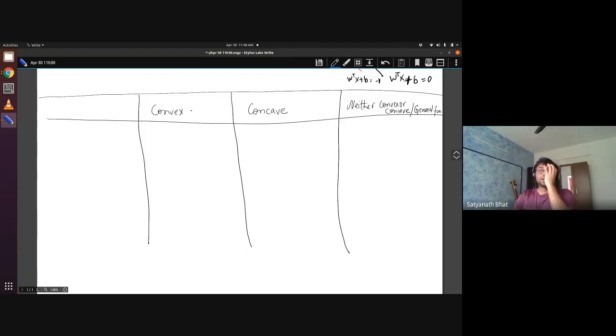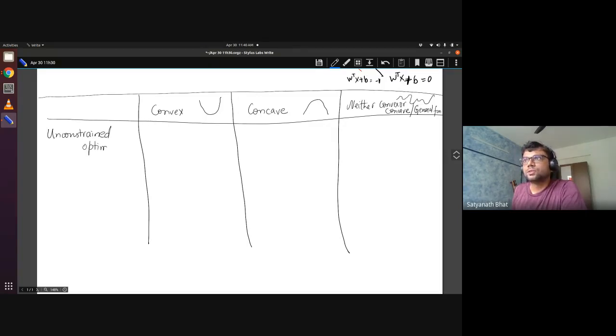In convex optimization problems, the objective is convex as well as the constraints are convex sets. Let us focus on the objective. The objective of a convex program looks something like this. The objective of a concave program looks something like this. Neither convex nor concave is some such thing. Now let us first ask what we know in the space of unconstrained optimization.